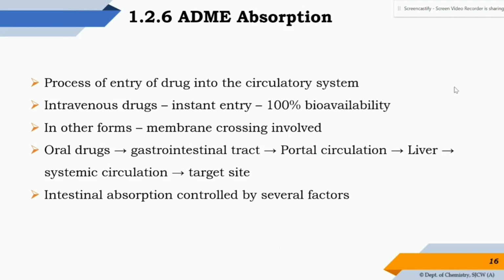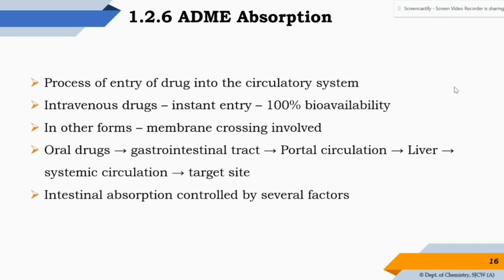ADME, first part is absorption. Absorption refers to the process of entry of the drug into the circulatory system. Whatever may be the mode or whatever may be the route through which the drug is administered to the body, it has to enter the circulatory system. We all know that the circulatory system refers to arteries, veins, heart, and the flow of blood. So the drug has to enter the circulatory system. How the drug is entering the circulatory system is what comes under absorption.